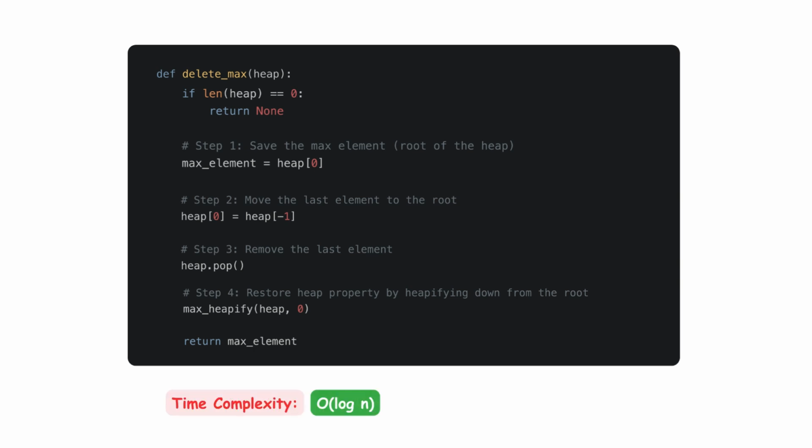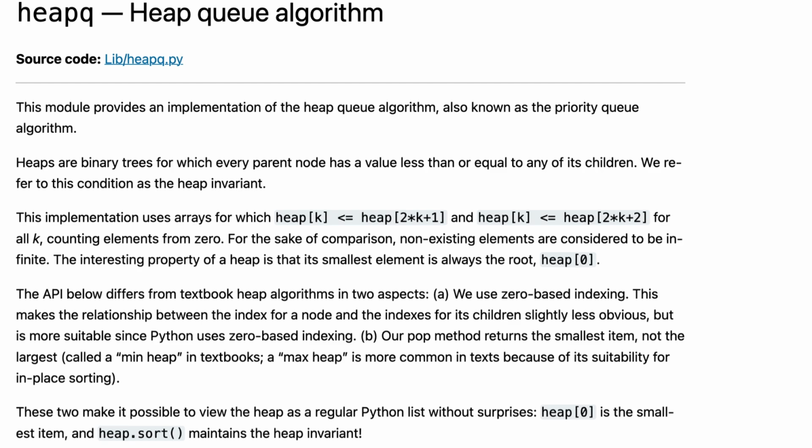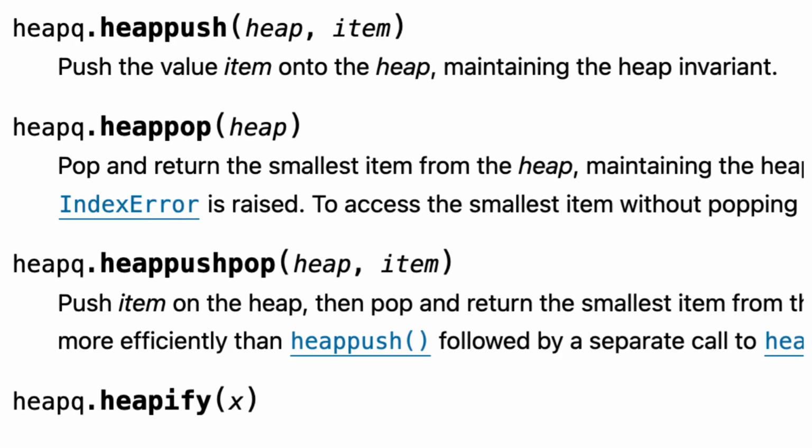The time complexity is O of log of n because after removing the root, the new root may need to bubble down to the bottom of the heap to restore the max heap property. The space complexity is also O of log of n for the call stack used by max Heapify. Python already comes with a built-in heap queue library that handles all the heavy lifting for you, from inserting and deleting to heapifying. But hopefully this video gave you a clear understanding of what's happening under the hood and how these core heap operations actually work.